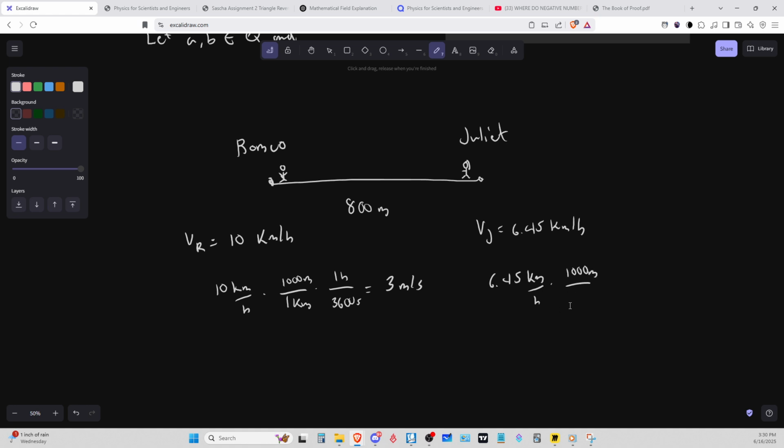Because you need to get it in meters, because we have 800 meters, so it doesn't make sense to keep it in kilometers per hour. The reason why I'm changing it to meters per second is because I'm trying to get used to doing that because of physics.